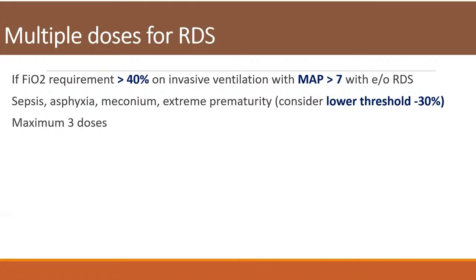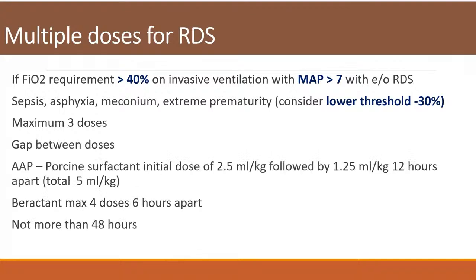So there may be a role for surfactant if FiO2 requirement crosses 40% on invasive ventilation with a MAP of more than 7 centimeters of water, with evidence of RDS on the chest X-ray, even in neonates with established meconium aspiration syndrome. In newborns with a significant component of sepsis or asphyxia, one may consider lowering this threshold to around 30%, but one has to remember that one may not want to try more than a maximum of 3 doses in this condition, allowing a substantial gap between the doses.